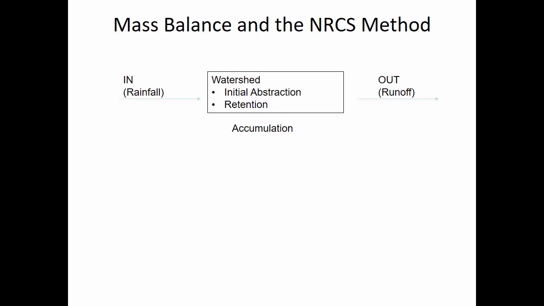Okay, so if we think about this in terms of mass balance, remember mass balance says that there's in and out, and then the difference between the two is accounted for by accumulation inside of a watershed, and that can also be a negative accumulation if, for example, groundwater is seeping out and contributing to base flow in a stream. So the watershed has the initial abstraction and the retention that's accounting for the accumulation.